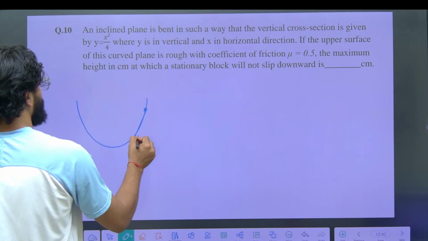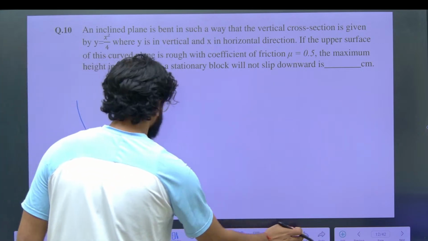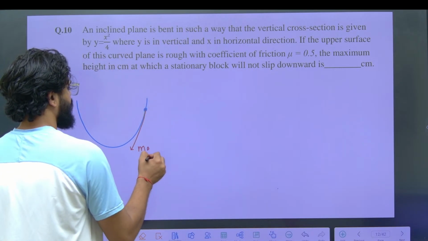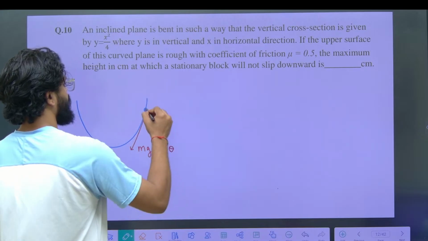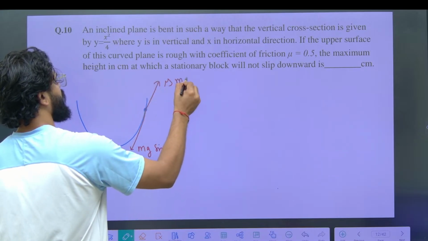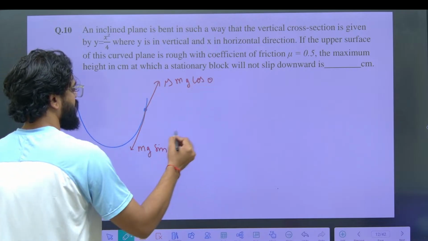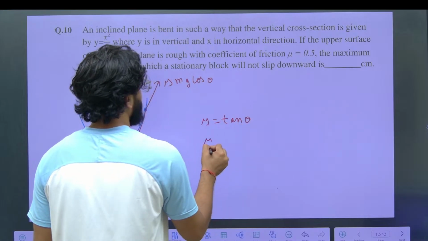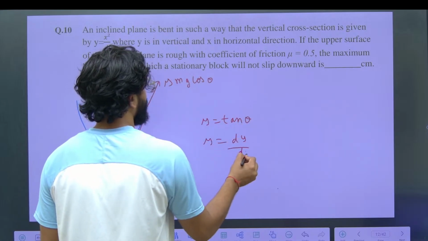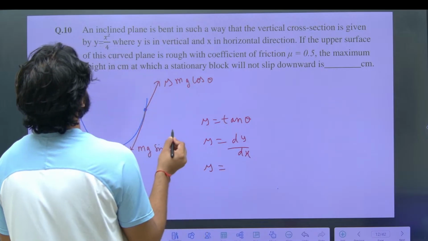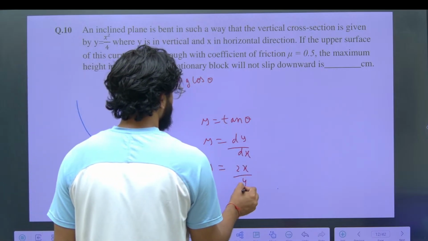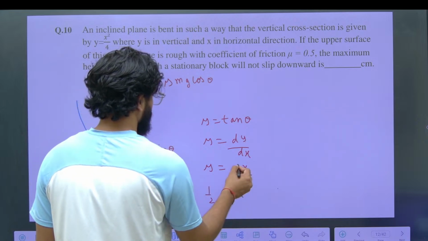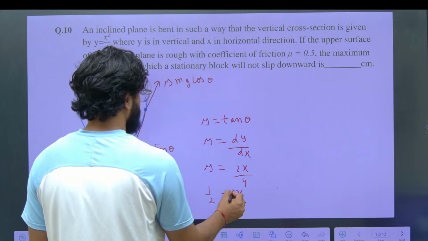Over here it will be, because this was the first question of the session that we have solved, mg sin theta. Over here it will be mu mg cos theta. So mu will come out as tan theta, yes or no, and tan theta is nothing but dy by dx. Okay, so mu will be what? Dy by dx will be 2x by 4, mu is 1 by 2, so 2x by 4. So it is this.